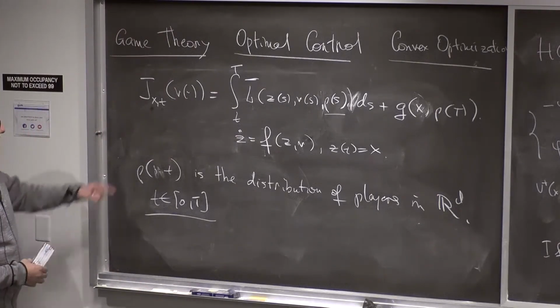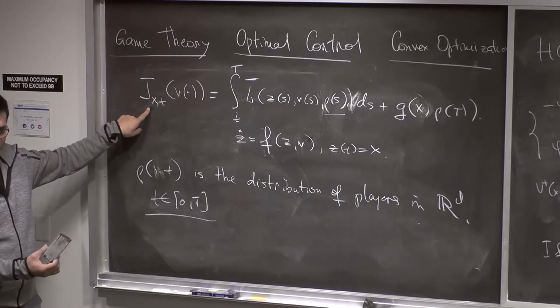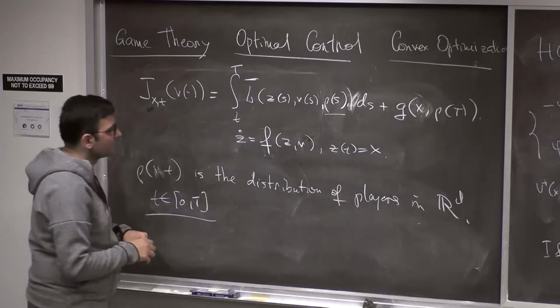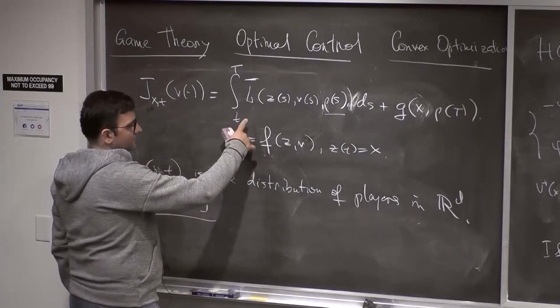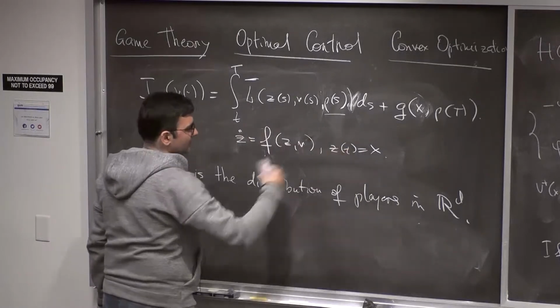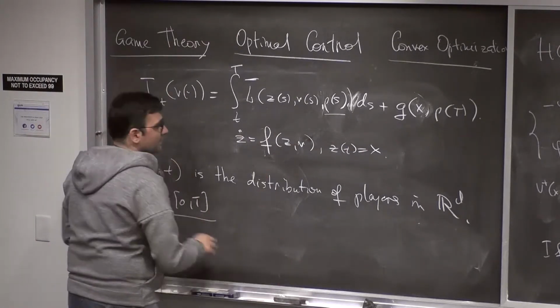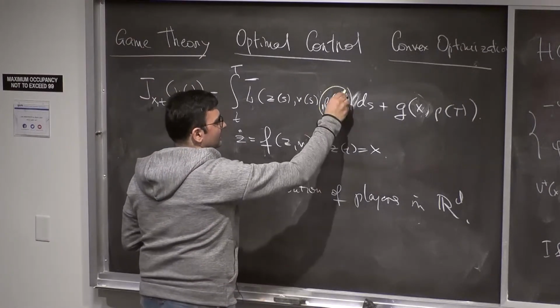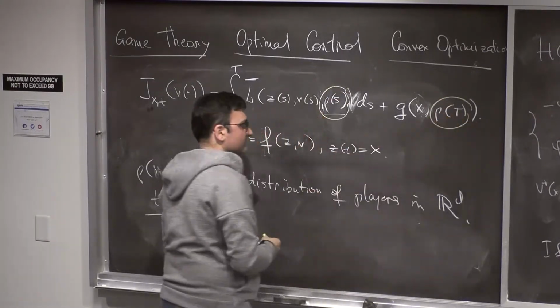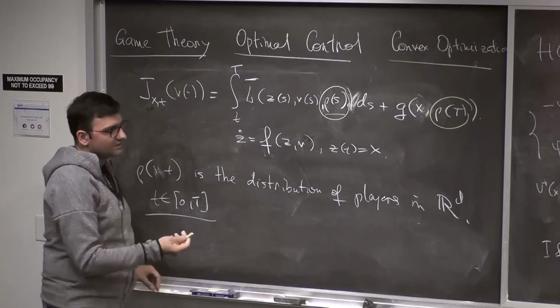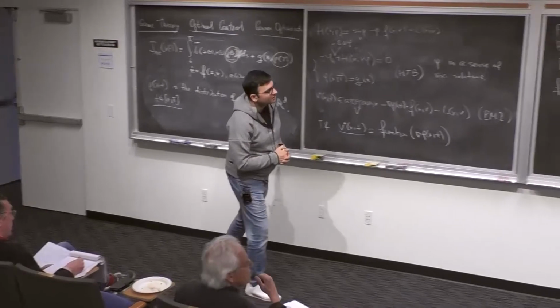And let me define the cost function of a single agent, as I was defining the cost function before. And it's as follows. So it's an integral. It's a similar cost to what we had for the single-agent optimal control problem. But there is a key difference. The Lagrangian here and the terminal cost here depend on the distribution of the players. So this is reminiscent of, do I have it there yet? No, I don't have it.